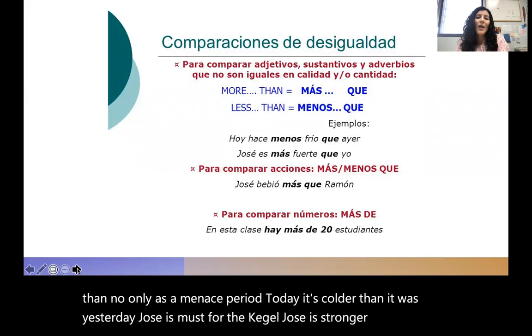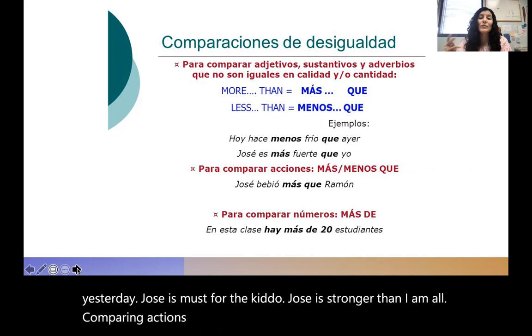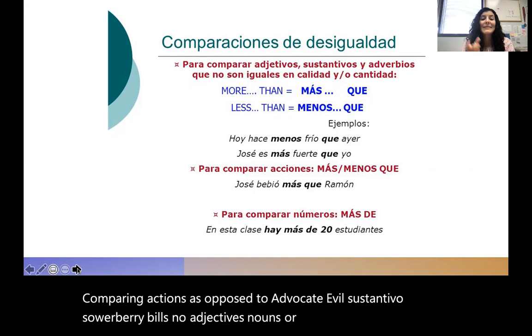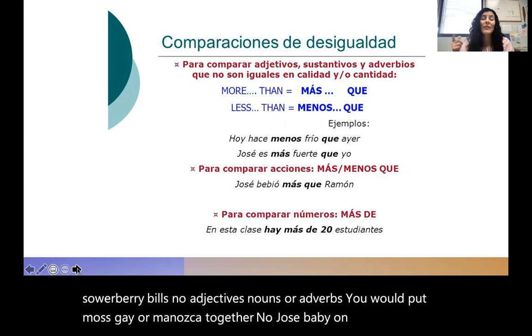Or comparing actions as opposed to adjetivos, sustantivos, o adverbios. Adjectives, nouns, or adverbs, you would put más que or menos que together. José bebió más que Ramón. He drank more than Ramón. Or for comparing numbers, you would use más de.